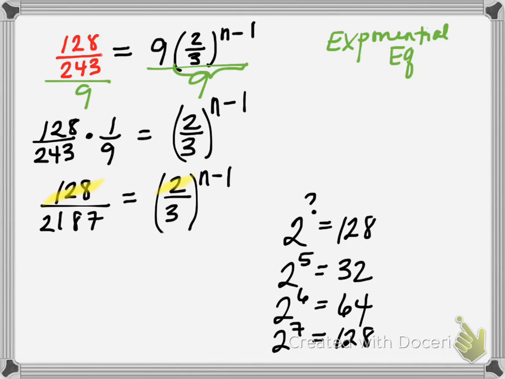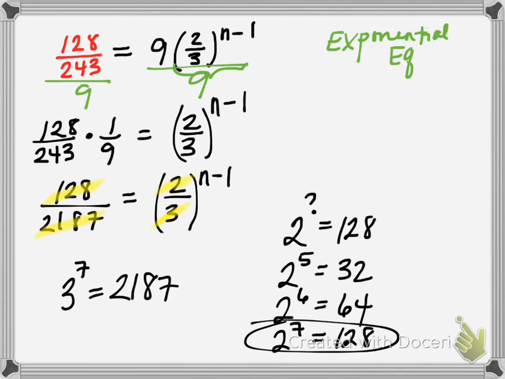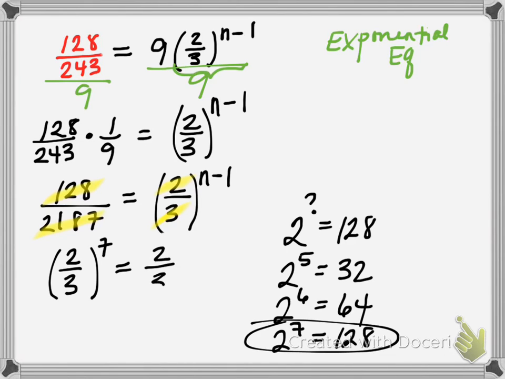And then if you check the denominator, the 2187, let's see if that's a power of 3. Using your calculator, you can check and see if that will be 3 to the 7th power, since it was 2 to the 7th power to give us the numerator, and you'll see that indeed it is. 3 to the 7th power is 2187. So this means that we can take the fraction on the left-hand side and rewrite this as 2/3 raised to the 7th power. And now we've achieved the goal of getting the bases to be the same.